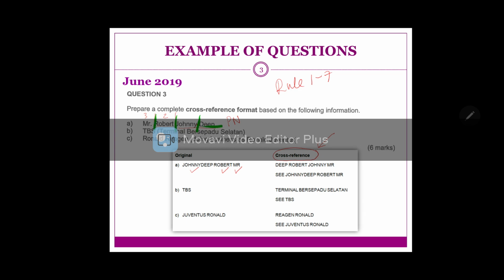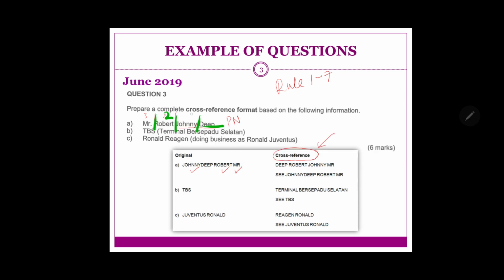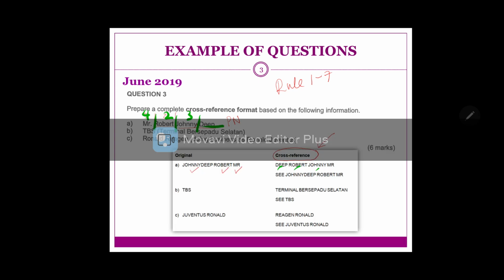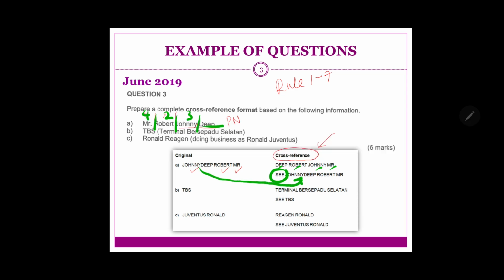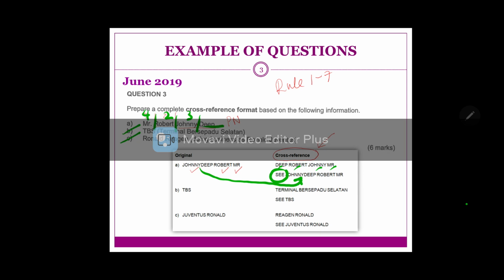That is the key unit, Robert number 2, Johnny number 3, and the last one is the title number 4. That's why there will be Depp, Robert, Johnny, Mr. And this you need to write as C, and then you need to copy back here. The rest of B and also C you will learn further. So next one is another example.